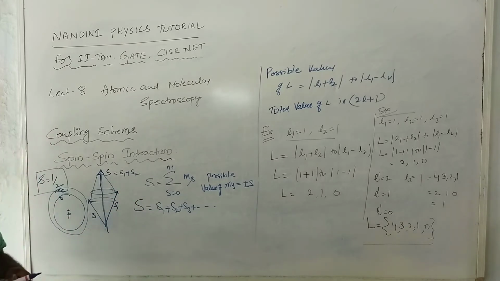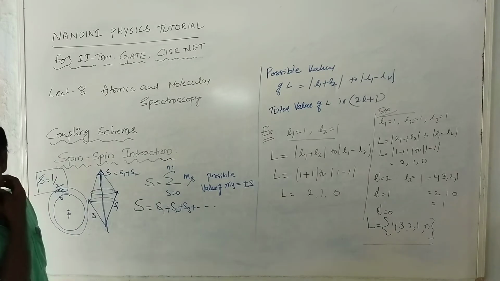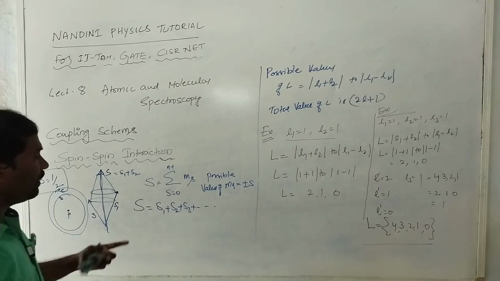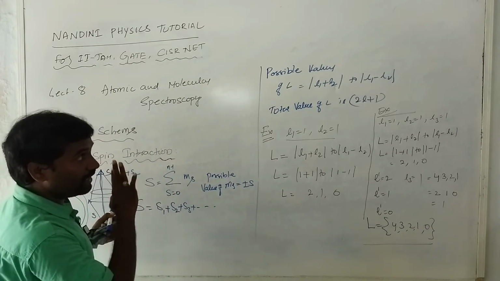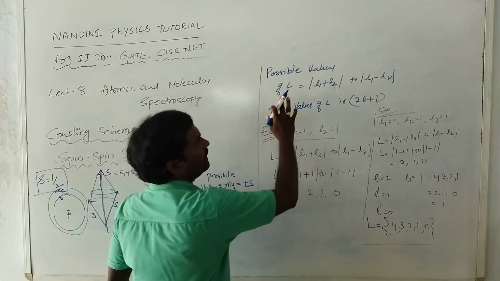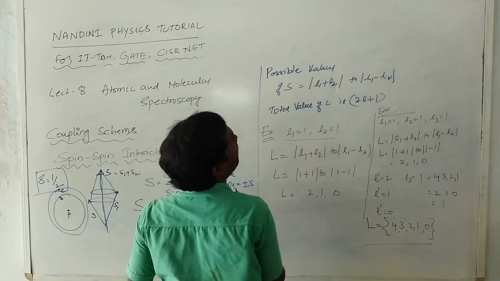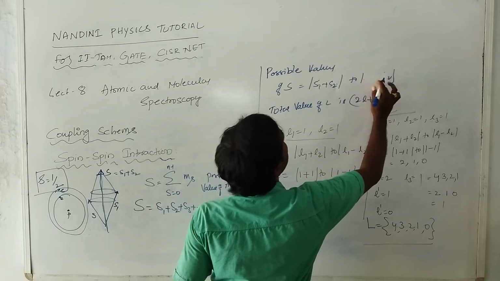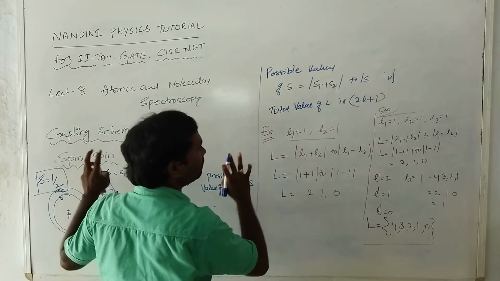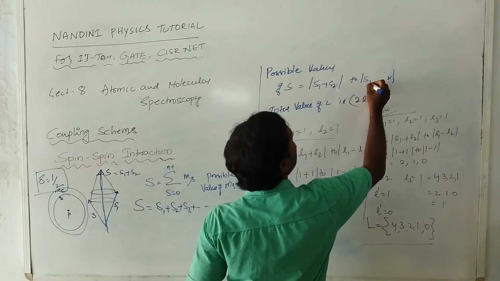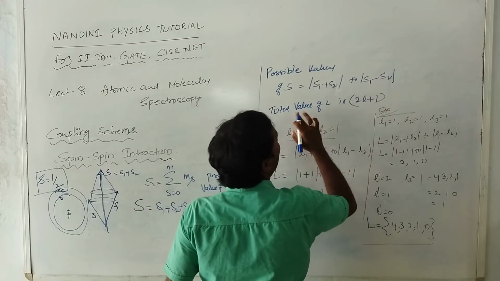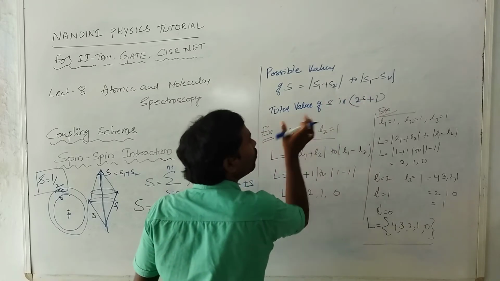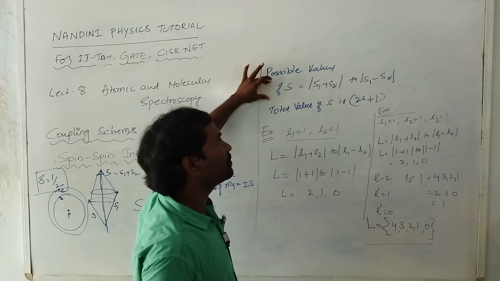So right now I'll take one example. See this, the possible values of total spin angular momentum are represented by S1 plus S2 to S1 minus S2. So for every interaction we can use similar mathematics. The total number of values of S is 2S plus 1. So this is the total number of values, and these are the possible values of orientation.